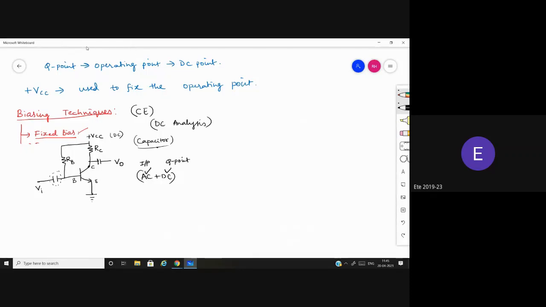Now, after listening to this, can you tell me why we are going to use capacitors in an amplifier circuit? Increase output. Okay. Any other answers? Filter the output, sir. To filter the noise. Okay. Then, anybody?